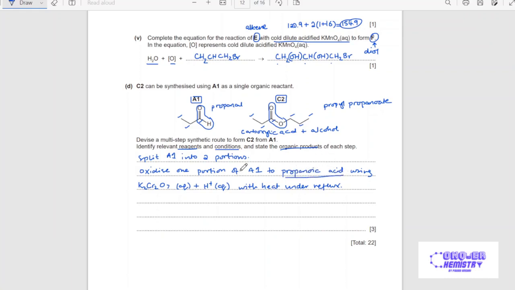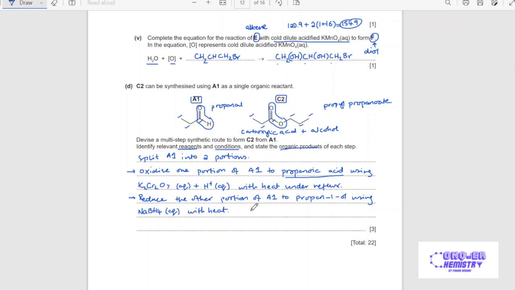Then for the second step, we will convert the propanal into propan-1-ol specifically. And we could do this by reduction. So we will reduce the other portion of A1 to propan-1-ol using aqueous NaBH4. This is what we're going to use to reduce the aldehyde, with heating.